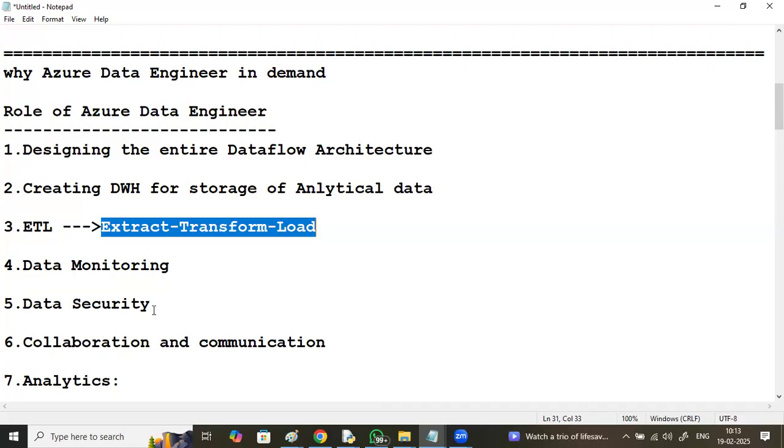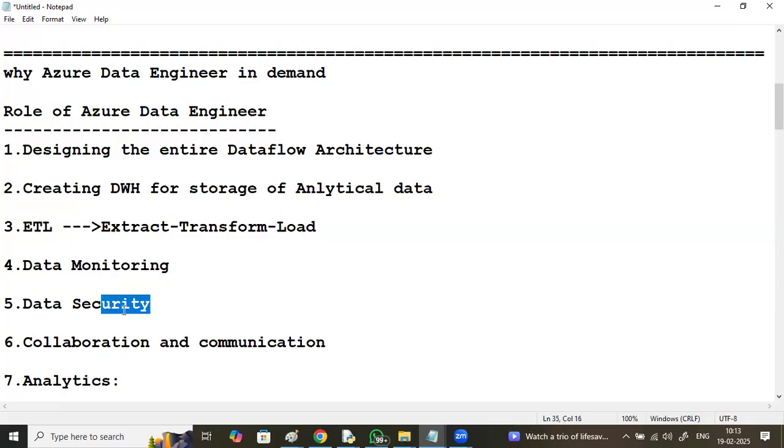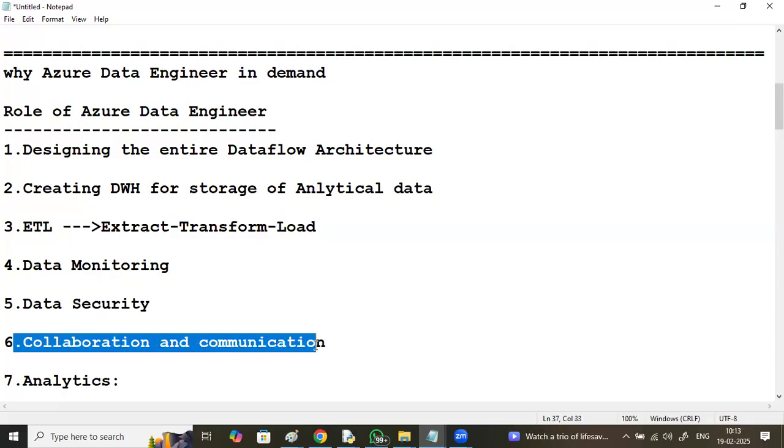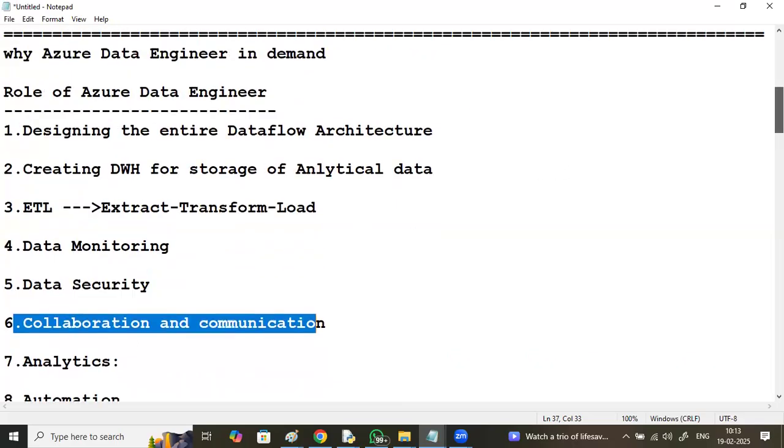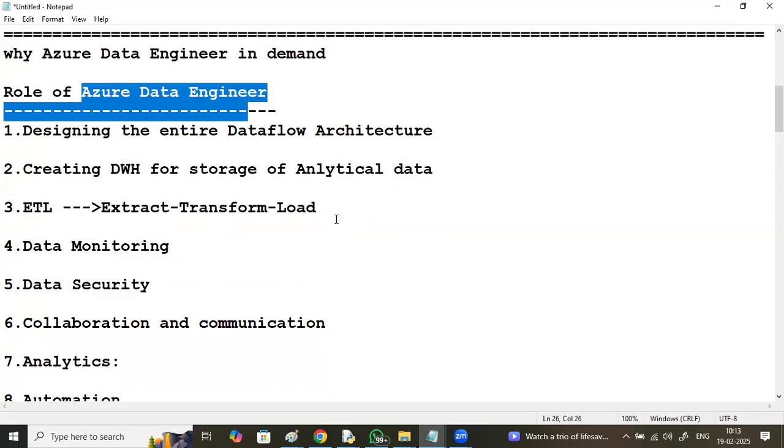Data security, right? Data should be secured at each step of this process without any data leaks or data exposures. Collaboration and communication, generally communication with the business team to check if the team needs some data insights, and also collaboration with the data scientist to deliver the data as per their requirements. Analytics, sometimes some kind of analytics knowledge to perform this analysis, and also some certain things have to be automated. So these are the main tasks, main roles of an Azure data engineer.